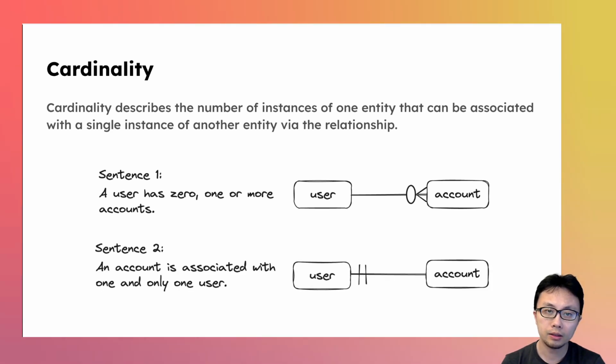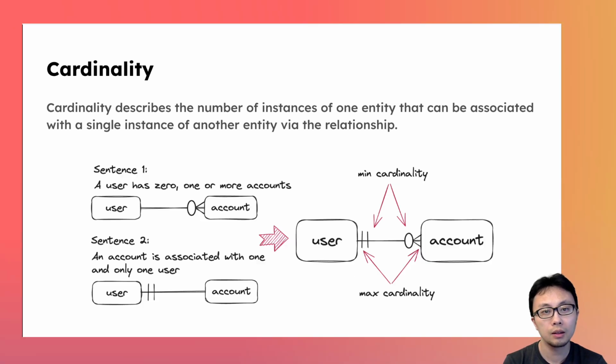The second sentence defines the relationship from account to user. Since an account is associated with as few as 1 and as many as 1 user, both the min and max cardinalities from account to user are 1s. In the end, you are supposed to merge the two directional relationships as one relationship between user and account entities.